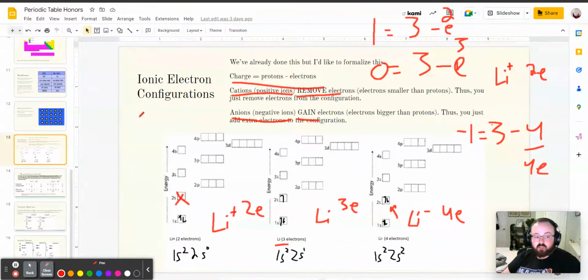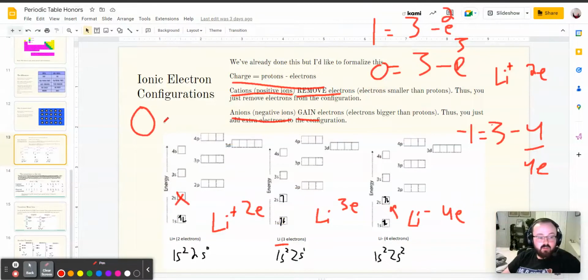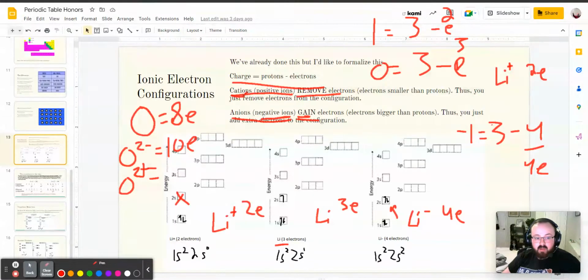Okay, just as another example, if we take oxygen, oxygen has atomic number of 8. So oxygen would have 8 electrons. Oxygen 2 minus, a negative charge, gains electrons, would equal 10 electrons. Oxygen 2 plus, a cation, a positively charged ion, subtracts those electrons. You would have 6 electrons.